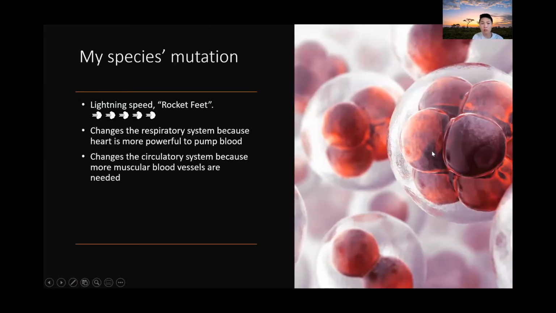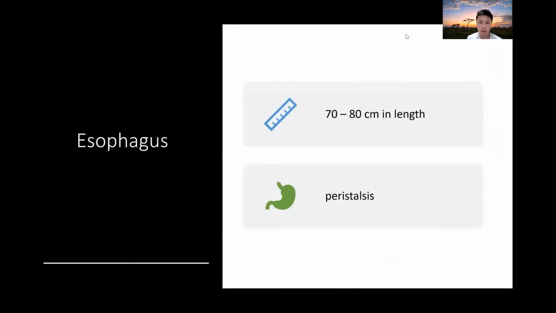So the mutation I'd be doing for my lion is what I call rocket feet, which makes the lion super fast, maybe reaching up to 2 times its maximum speed. So in order for this to happen, I need to change the respiratory system because the heart needs to be more powerful. I need to make the heart more powerful to pump blood. And it changes the circulatory system because more muscular blood vessels are needed for blood to travel through the entire body faster.